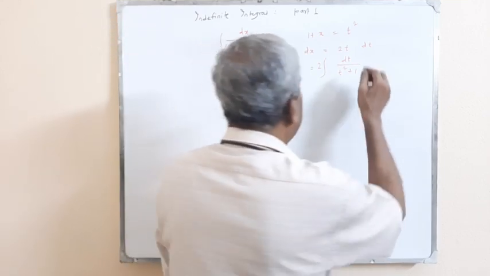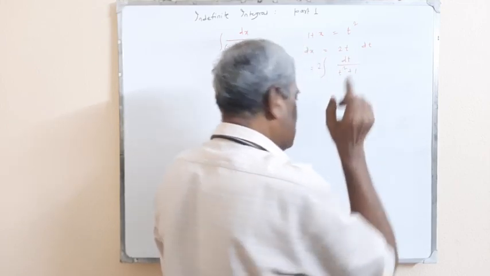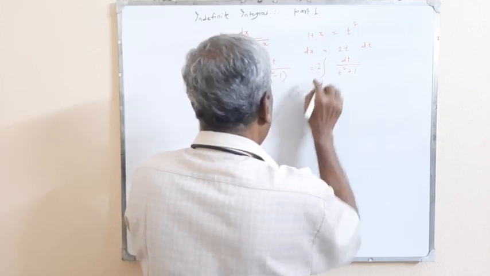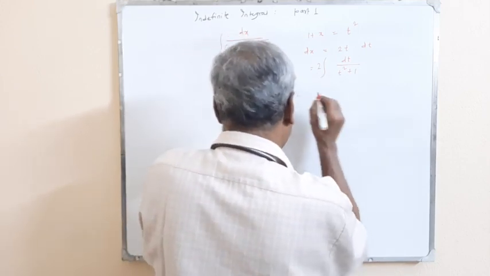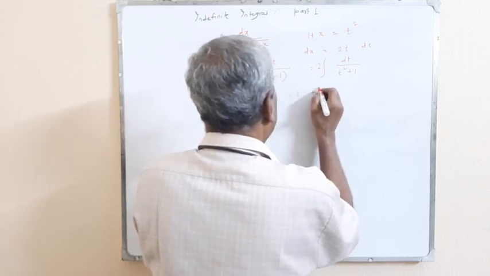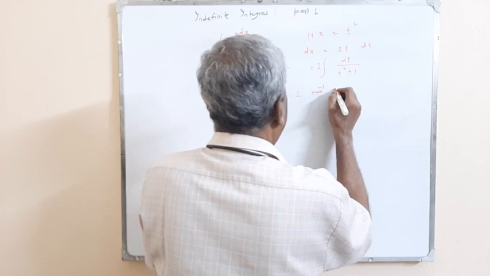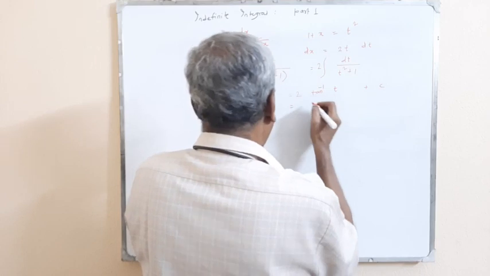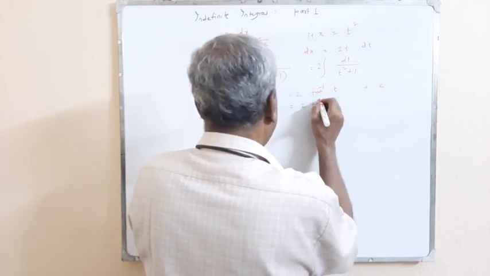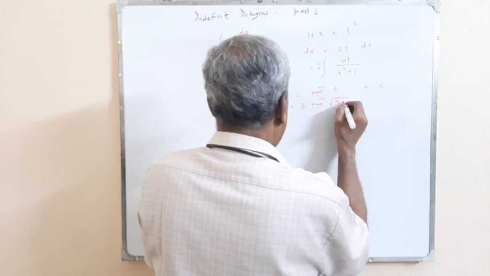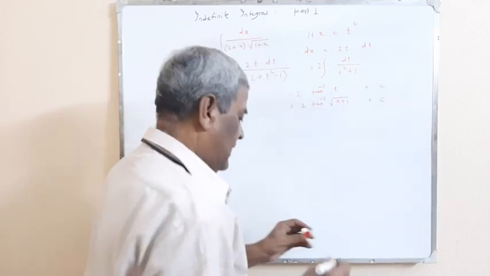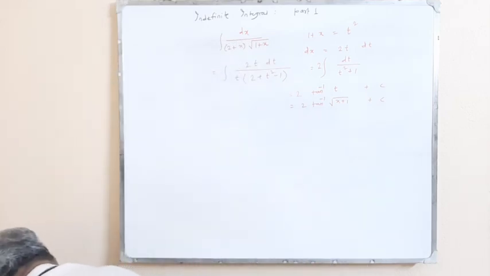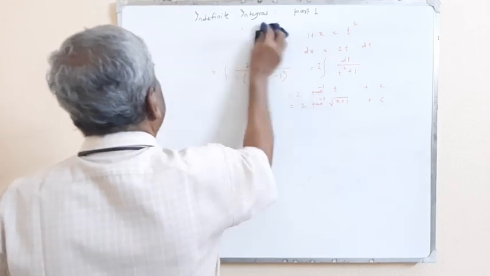Now it is of the type dx by (x square plus a square). A is 1. Its formula is 1 upon a, that is 1 by 1 is 1, tan inverse of x by a, that is t, plus c. Now from t back to the original variable: 2 tan inverse root over of (x plus 1) plus c. That is the answer. Next problem.